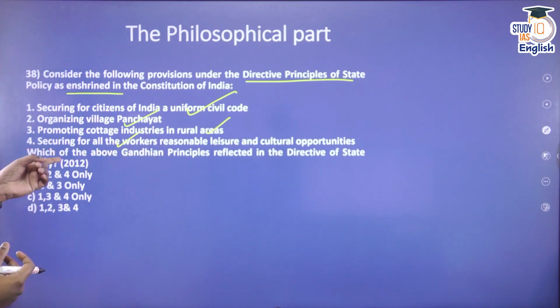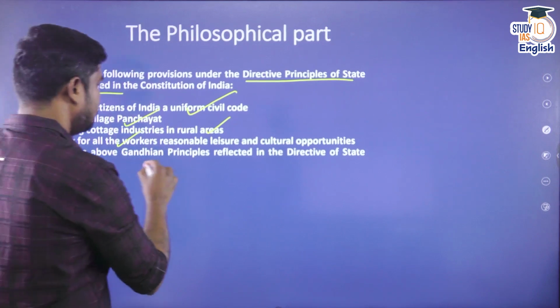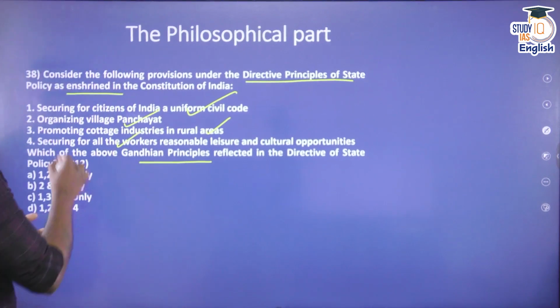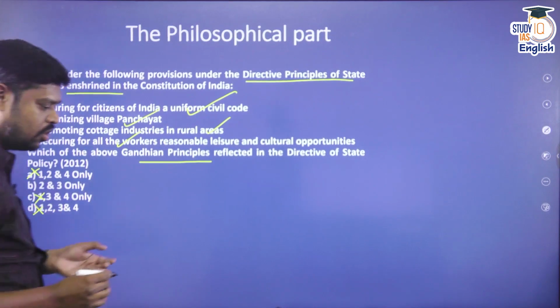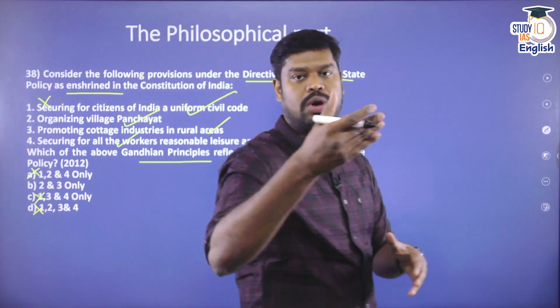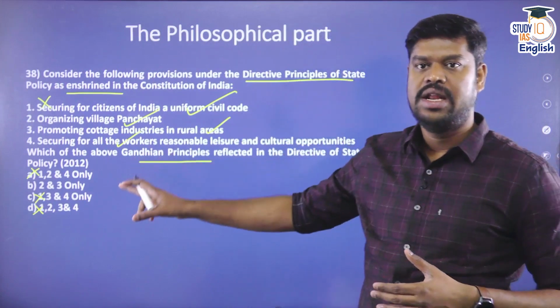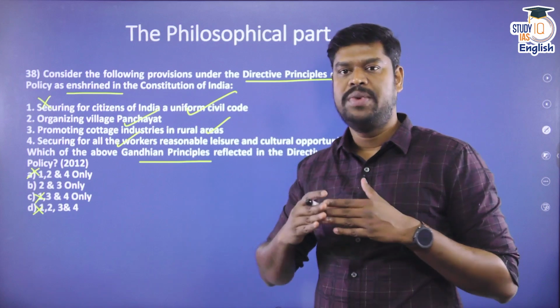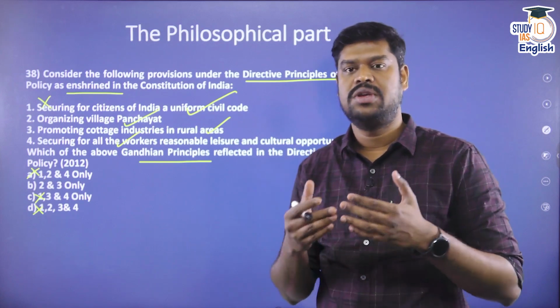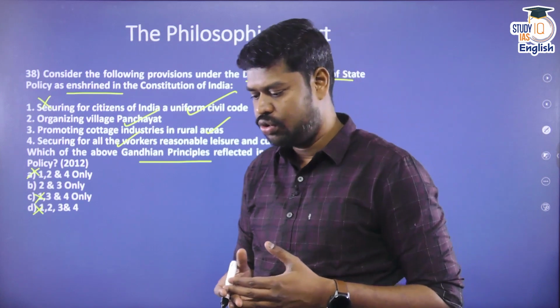DPSP, but see the question, which of the following is a Gandhian principle reflected in the directive principles of state policy. So, definitely uniform civil code is not there. UCC is a liberal principle. So, wherever there is one, you can just eliminate it out. This is one way you can go about it if you are not sure of the exact answer. This is an elimination approach. Try to follow this elimination approach also. Do not be overwhelmed when you do not know something, and do not try to make a mistake.